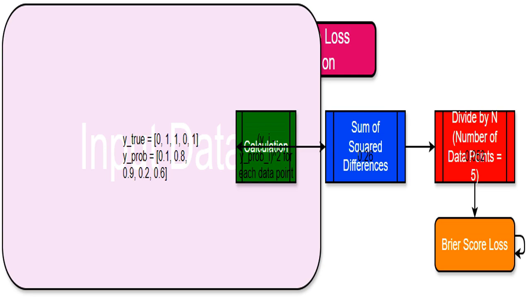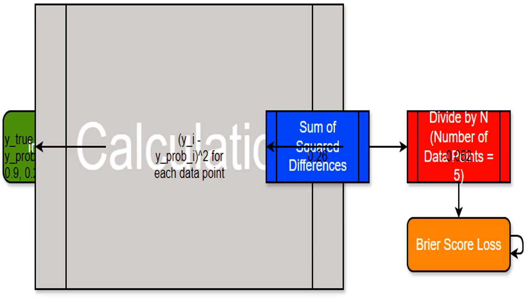For example, the first data point shows a true label of 0 and a predicted probability of 0.1, indicating the model is relatively certain the outcome is 0. I calculate the squared difference between each true label, yi, and its corresponding predicted probability, y_prob_i. I'm essentially measuring how far off the model's predictions are from the actual outcomes. The more significant the difference, the larger the squared value and therefore the greater the penalty in the Brier score.